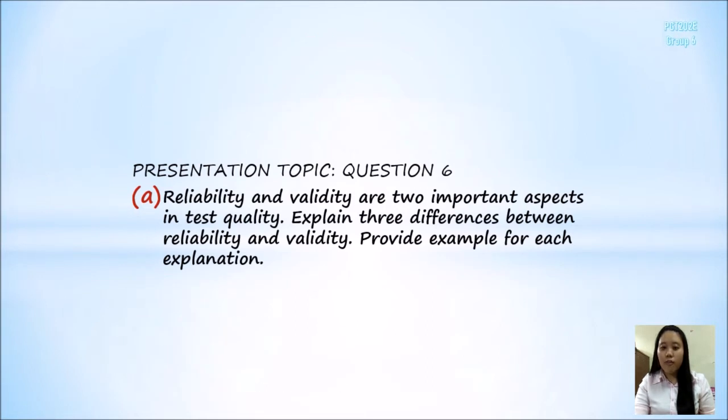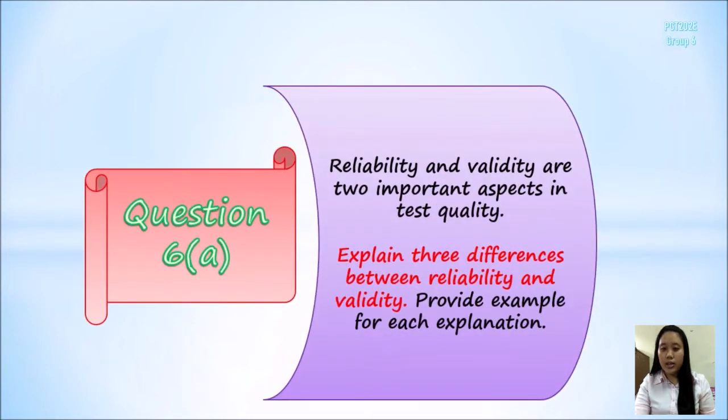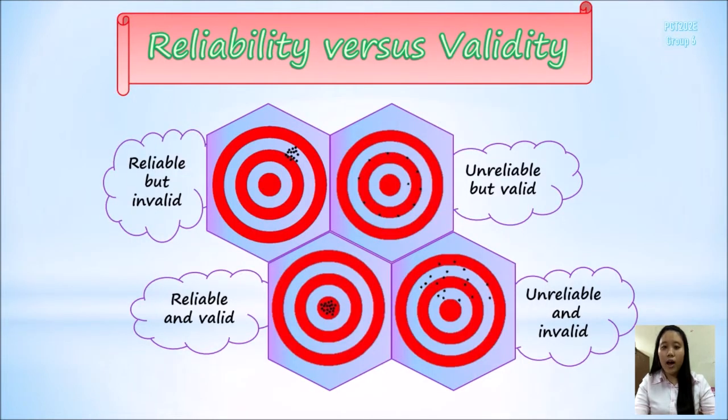So today I will only focus on the first part of the question, 6a. That is, explain three differences between reliability and validity. Before I go to the three differences between reliability and validity, I would like to give a brief explanation about reliability and validity.